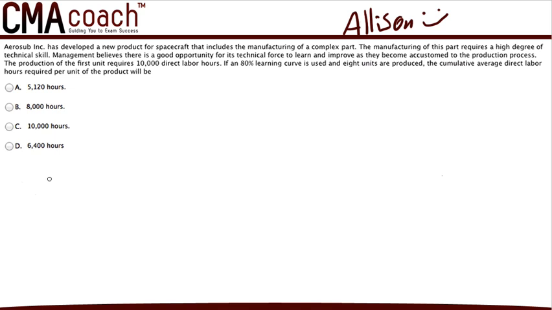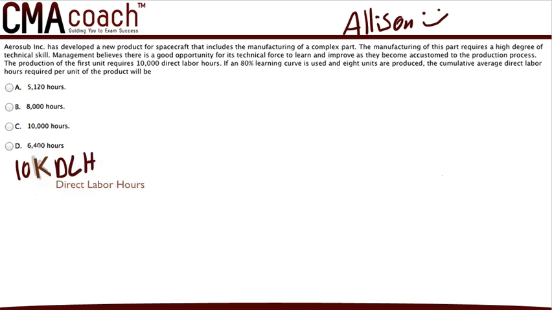In this case, they are telling us that it takes 10,000 direct labor hours to produce the first unit. Is this number important? Yes. Okay. It's important because they're asking us to calculate the average hours required per unit. So we need this 10,000 hours. So let's write that down, 10,000 hours.